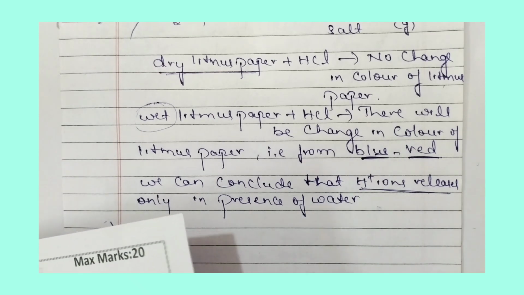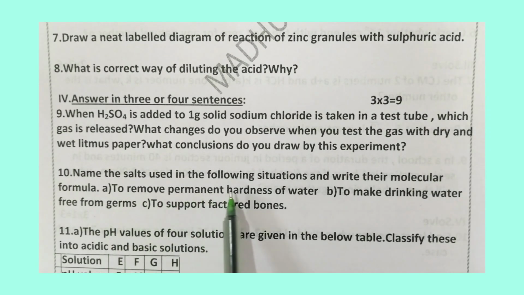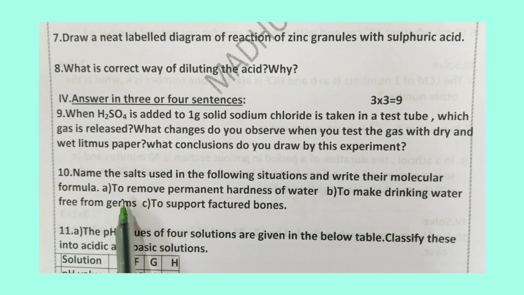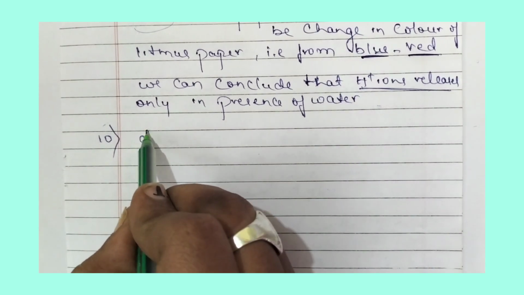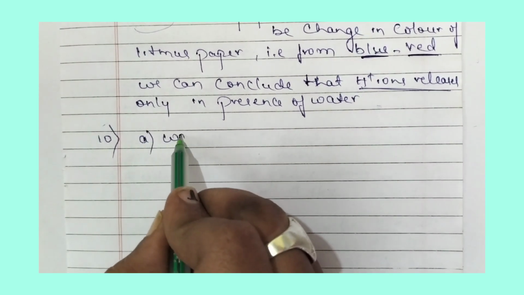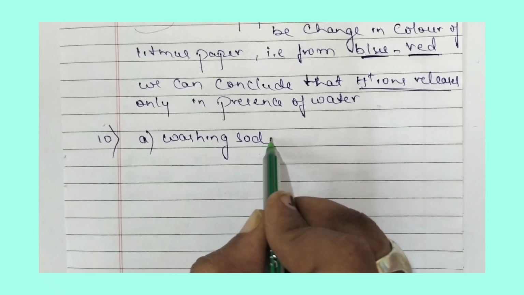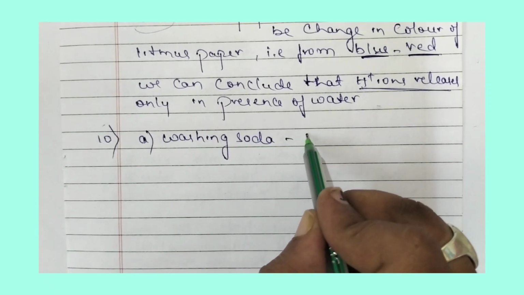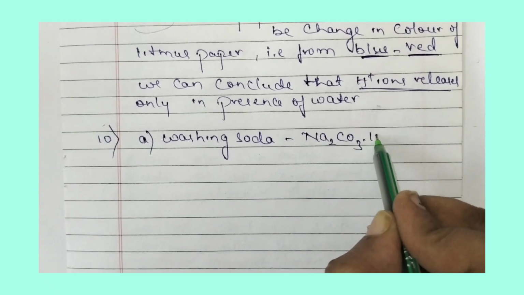Now let us move to question number 10. Name the salts used in the following situations and write their molecular formula. To remove permanent hardness of water. First question, to remove permanent hardness of water, we are using washing soda. Its chemical formula is Na2CO3 10H2O.